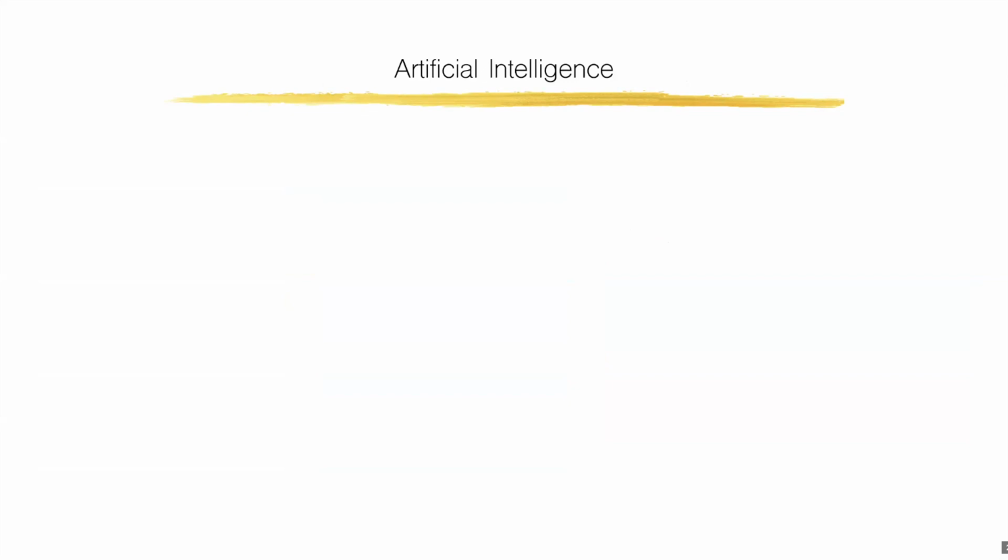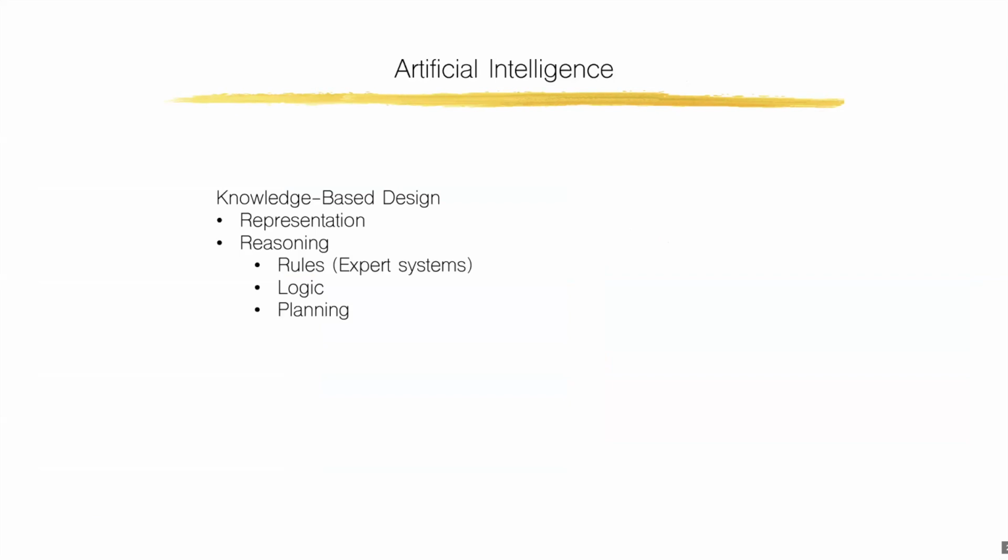In the 70s, AI became very interesting. And we took a lot of the ideas from AI and turned it into an area called knowledge-based design, which was built on fairly standard AI ideas: representation, reasoning, and we did a lot of work with expert systems and planning systems.